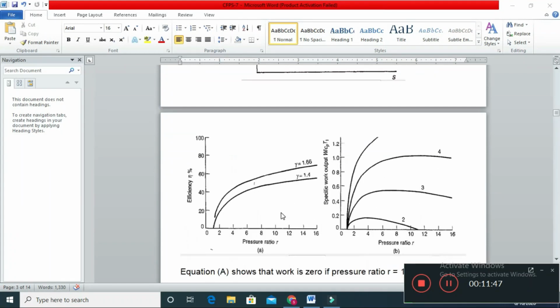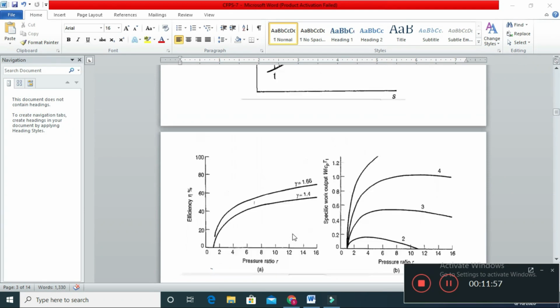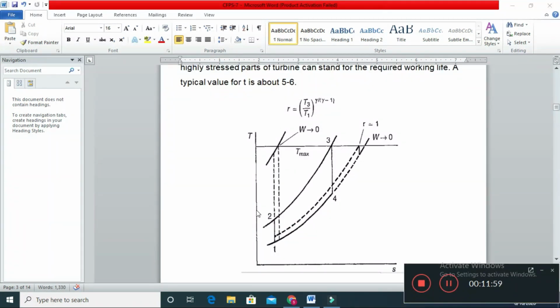This is the plot between efficiency and pressure ratio. As pressure ratio increases, the efficiency increases. So efficiency here will be maximum, and here the efficiency will be minimum. As the pressure ratio is increasing, the efficiency is increasing. At this location, the efficiency will be average.